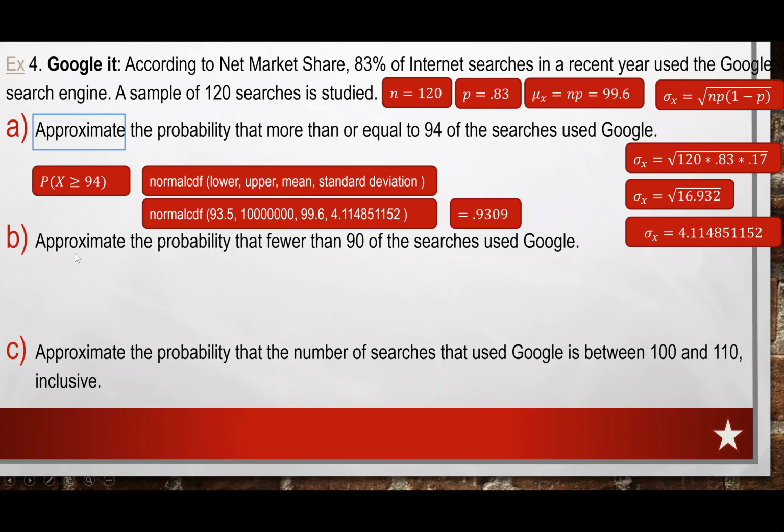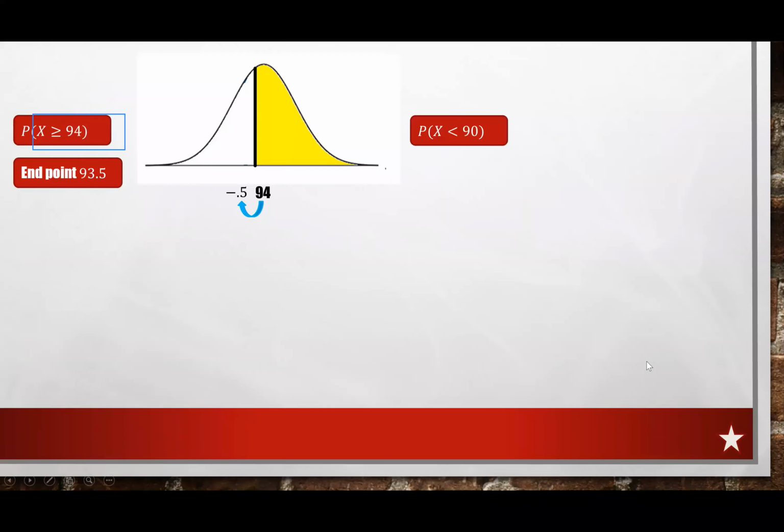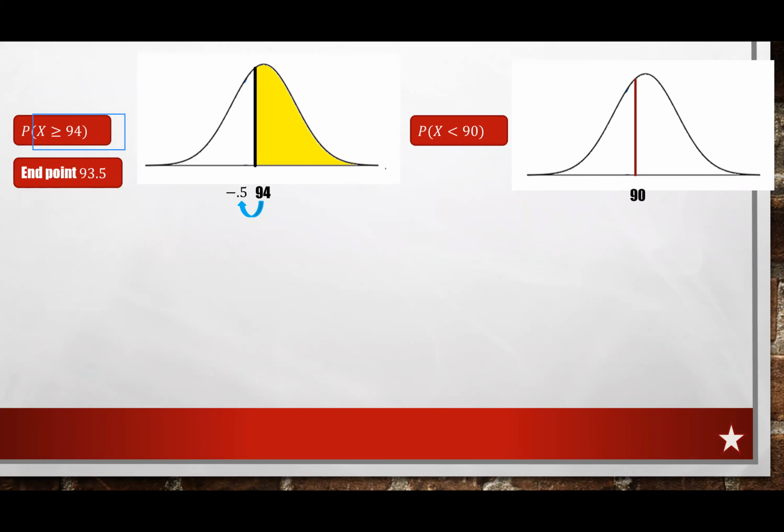So similarly to A, for B they ask you to approximate the probability that fewer than 90. So what does it mean? Fewer than 90, meaning X is less than 90, right? So we're looking for X less than 90, meaning we look for the area to the left of 90. Again, we sketch our small mountain, and 90 is here, less than 90 meaning something on the left of 90.